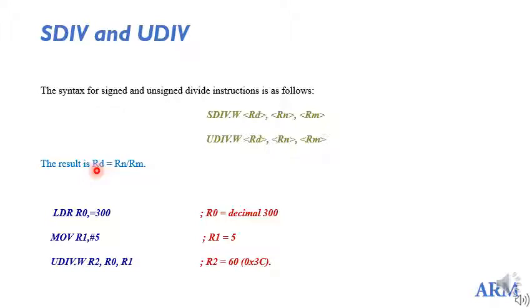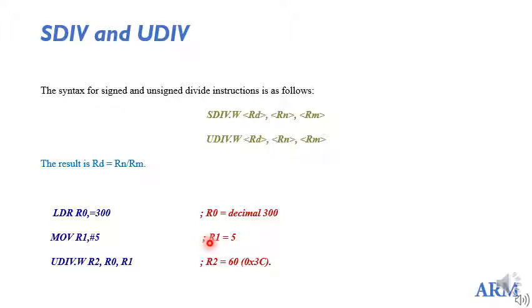As an example, let me take LDR R0, equal to 300. So this instruction is going to load R0 with the value of 300. Note here, this 300 is in decimal. I have not specified 0x here, so it will consider decimal 300. So it will be converted to hex and stored in R0. Next instruction is MOV R1, hash 5. So I am moving an immediate data 5 into the register R1.